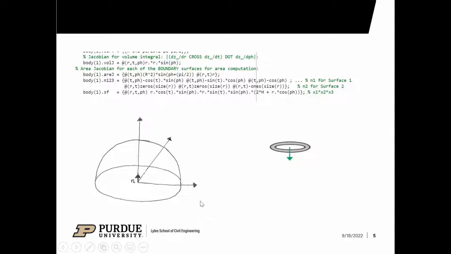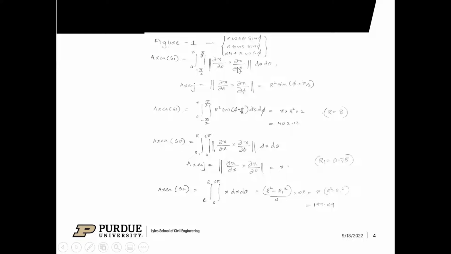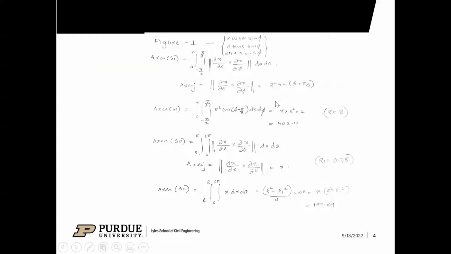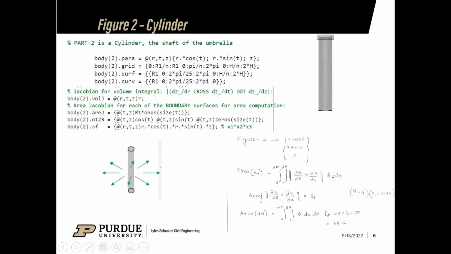For the hemisphere, I know that the normal is radiating outside, normal to the surface. So I have divided by the area Jacobian with the cross product value, and I got minus cos theta sine phi, minus sin theta sine phi, and minus cos phi. I manually calculated the value, and I got the area of surface 1 as 402.12 and surface 2 as 199.29.